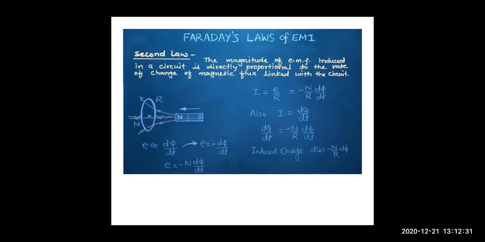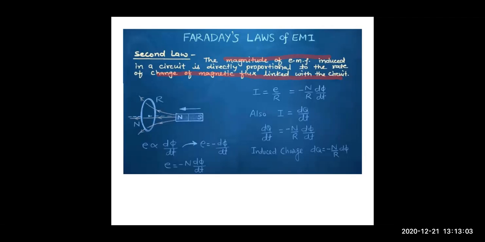So Faraday's second law says that the magnitude of induced EMF is directly proportional to the rate of change of flux linked with the coil. Means how fast you are moving, how slow you are moving, how fast you are bringing the north pole of the bar magnet towards the coil. So the rate at which the flux changes. The faster the flux changes, the more will be the EMF that will be produced in the coil.